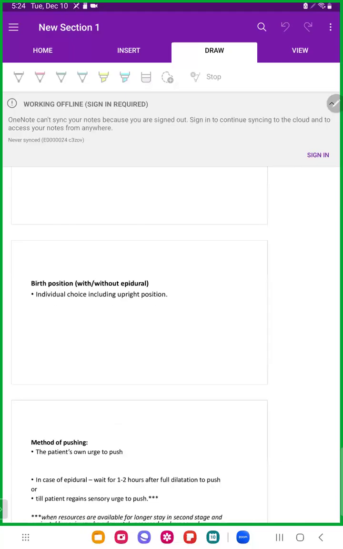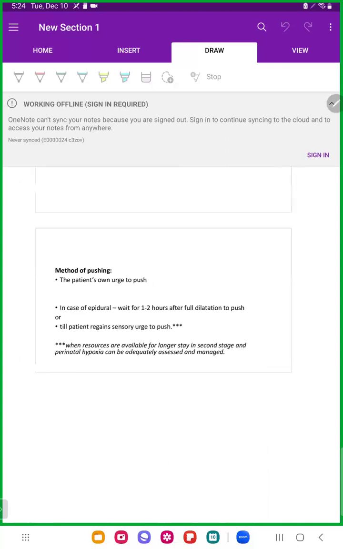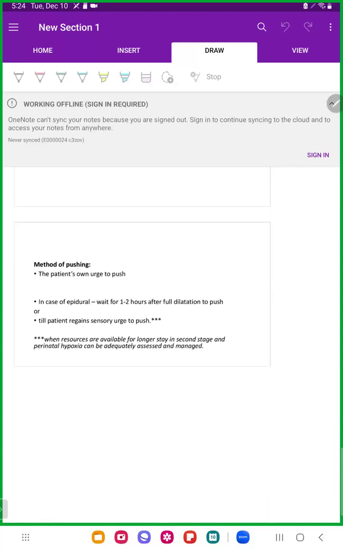And what is the method of pushing? The patient has to follow her own urge to push. Okay, so whenever she wants to push, she gets that urge, so she will push accordingly. In case of epidural, we can wait for an extra 1 to 2 hours after full dilatation, or till the patient regains sensory urge to push.